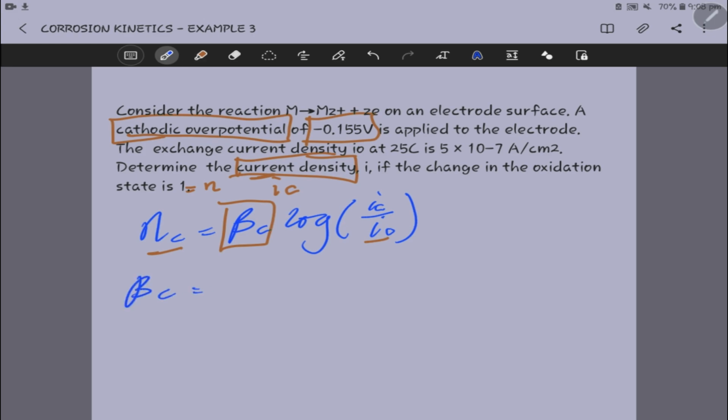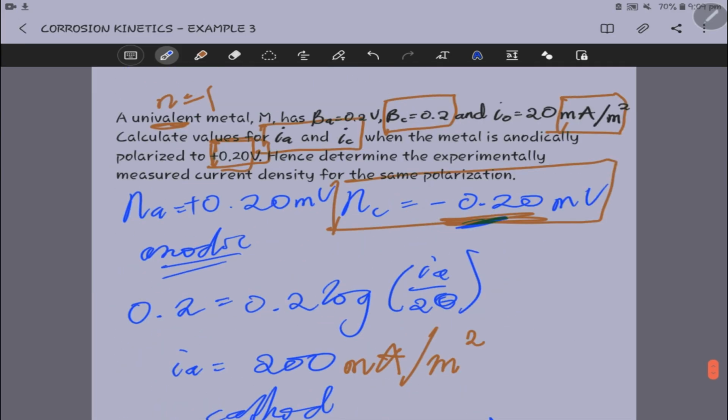The Tafel constant for the cathodic is 2.303 RT on NF, RT on NF rather. Okay, but let's pay attention to this. We've already come to understand that. Let's go back to the graph.